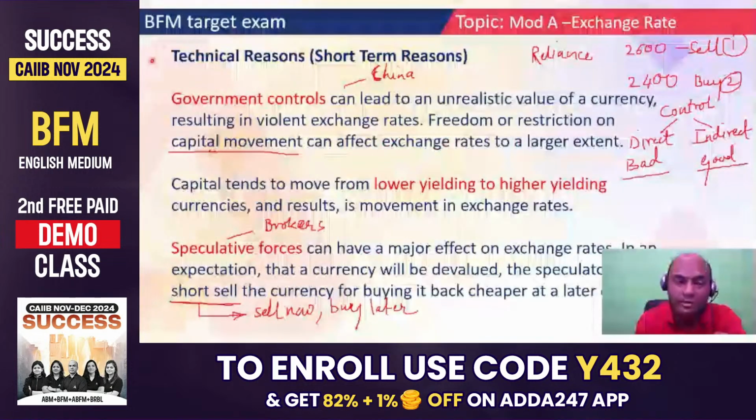Now we come to short term reasons, technical. See here, the first ones were fundamentals, long term. Now short term. Short term reasons means what? Government controls. What do you mean by government controls? Government reduces. Yeah, China. Very good.